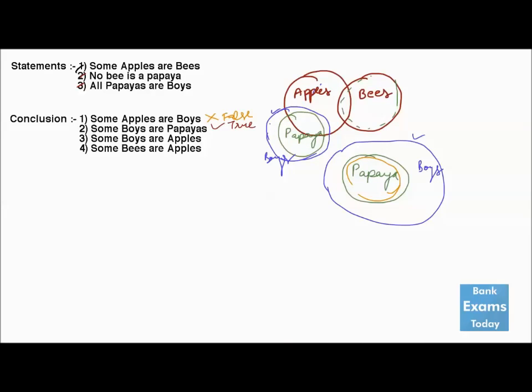Some boys are apples. So if you look at this situation, here is apples and here are boys. So there is no relation between boys and apples. So this one is also false. Some bees are apples. So give a look to this part. A part of bees are apples. So this one is right.